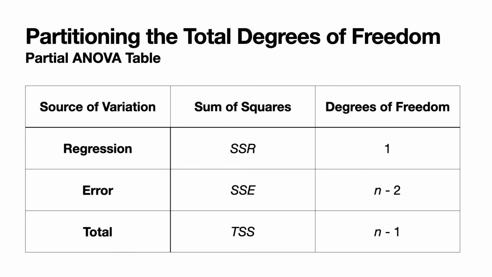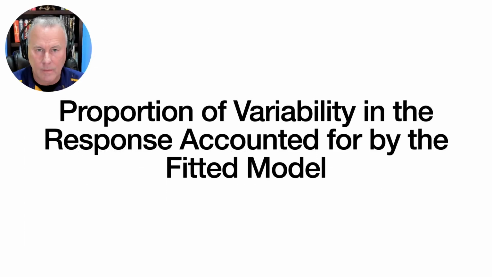And this is necessary because the degrees of freedom associated with the regression and the degrees of freedom associated with the error term must total the total degrees of freedom, which is n-1. Now, while we're at it, let's take a look at how to quantify the proportion of variability in the response that is accounted for by the fitted model.